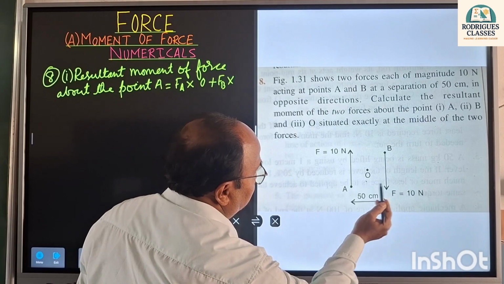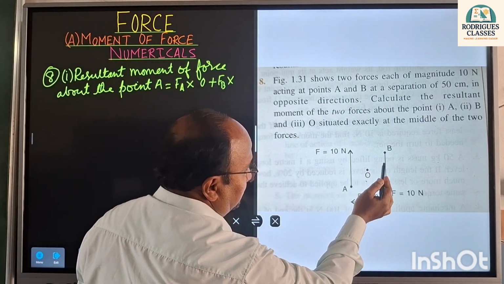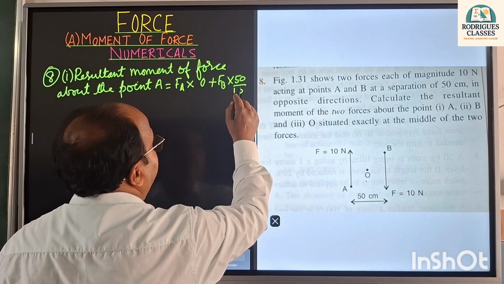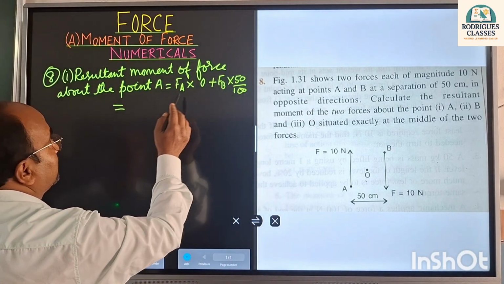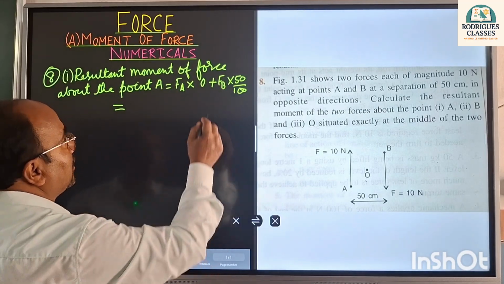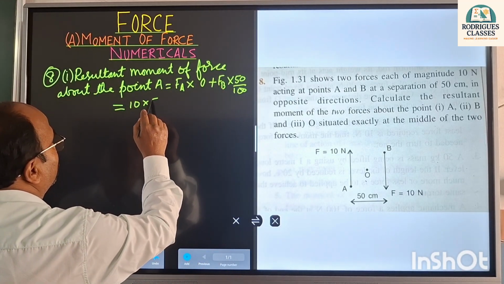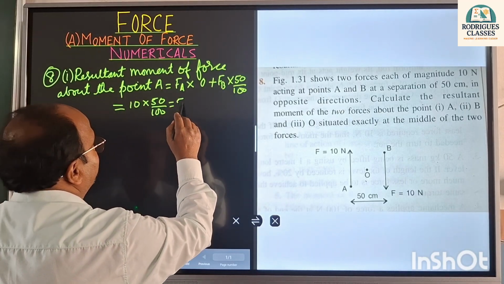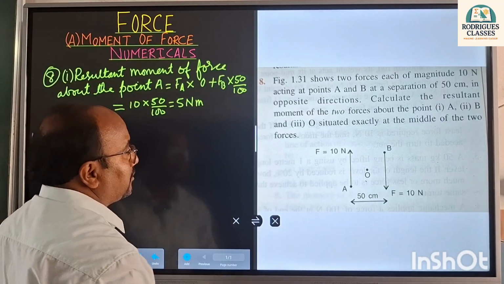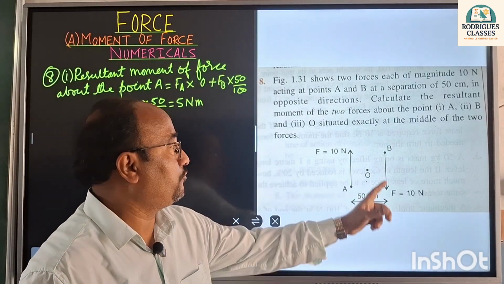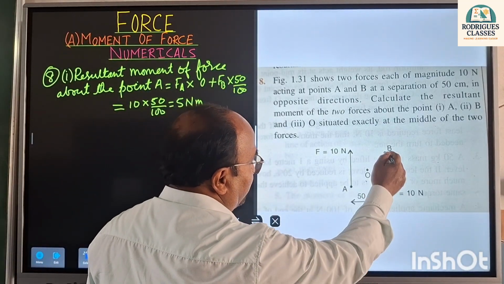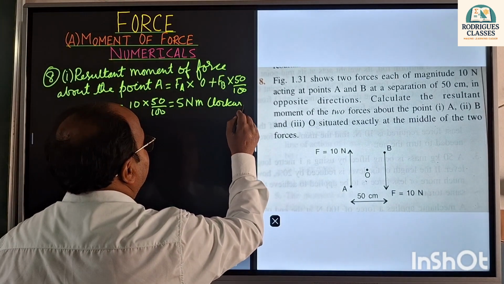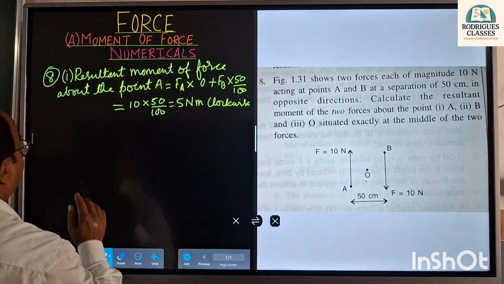this is the perpendicular distance, which is 50 centimeter, which I will write as 50 by 100. Now the first term is 0, no need to write. Now FB is 10 into 50 by 100, so that gives 5 Newton meter. Now let us take the effect of force FB, which is acting downwards, so it will try to rotate like this, which means it is clockwise. Okay, first part is done.